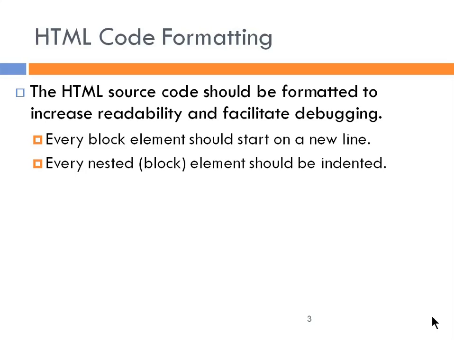Every nested block element should be indented. Now see here, first we have seen the first point, every block element should start on a new line. Now suppose we have first written the html tag, then inside that html tag we are writing the head tag. So while starting the head tag, some indentation should be there. Indentation is nothing but using some space before the head tag. So first will be the html tag, then below that some space should be left, and after that space we will start the head tag. So that is indentation.